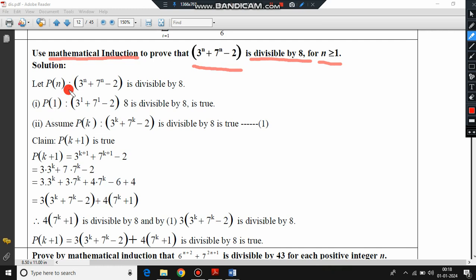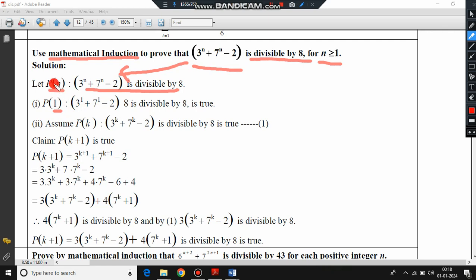Now this proposition we are taking as p of n. So p of n equals what is given here, you write it as it is: 3 to the power n plus 7 to the power n minus 2 is divisible by 8. That's the proposition we are taking. The first step is that for n equal to 1, p of 1 is satisfied. That's what we have to prove.